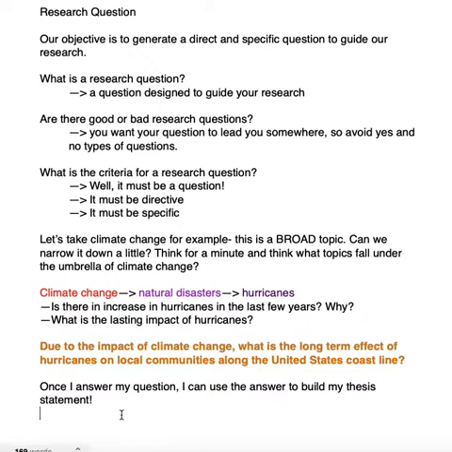This question is going to generate those extra questions and those other forms of inquiry for me to follow through with my research. Then once I answer my question, I can use the answer to build my thesis statement, like I mentioned. But I can also use that answer to build my paper. And we're going to talk a little bit more about that next week in terms of organization in the research paper. But if I have 3 different elements that I'm going to focus on, the impact of climate change on hurricane increases, the long-term effect of hurricanes on local communities, and the U.S. coastline. Therefore, I have 3 different elements, 3 different ways to break my essay up into my outline, and then therefore my paper.